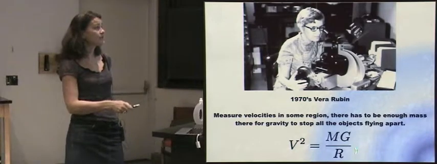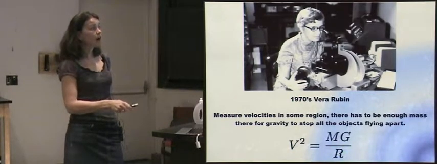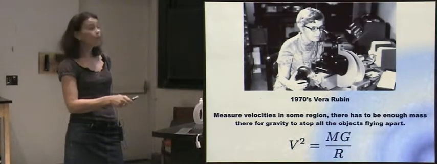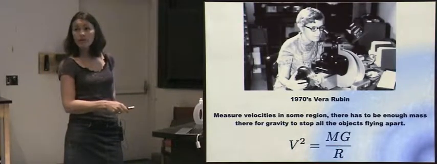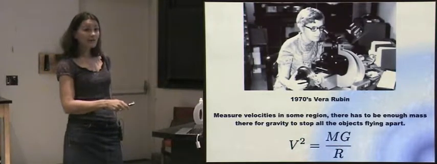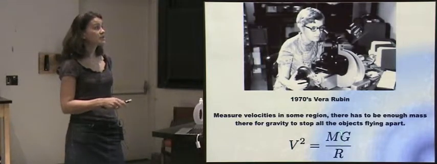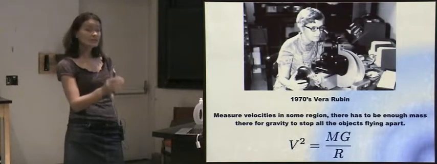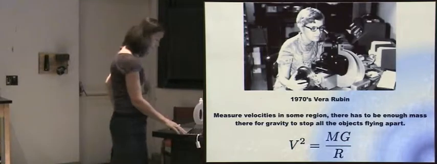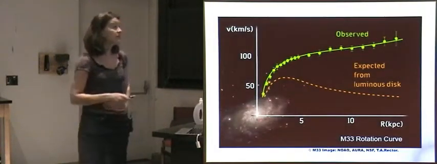Because there's no more material there. This number here, r, is getting really, really big. 1 over a really big number is a small number. So you can imagine we would expect that the velocities should just die off. Okay? This is if our measurement of m is based on the luminous material which is there. But what they actually found was something very different.